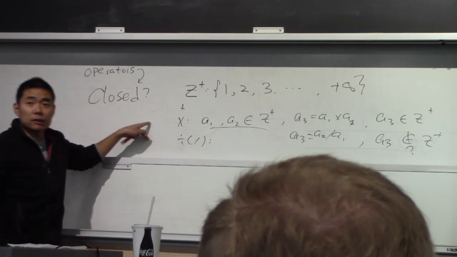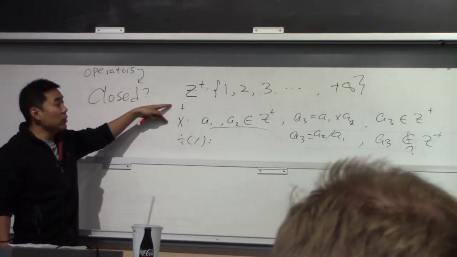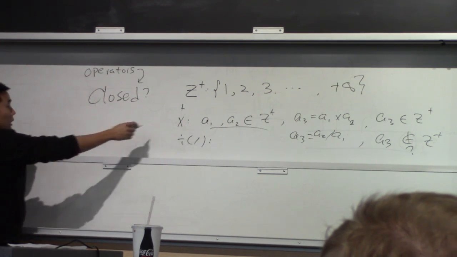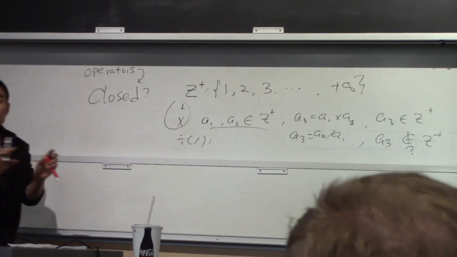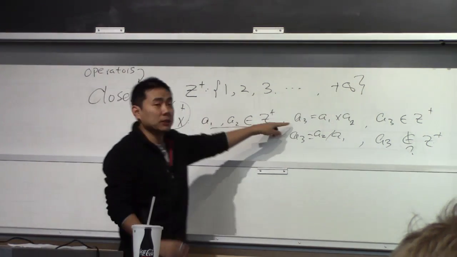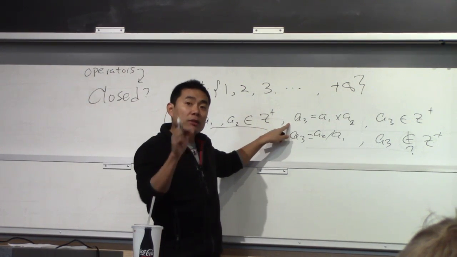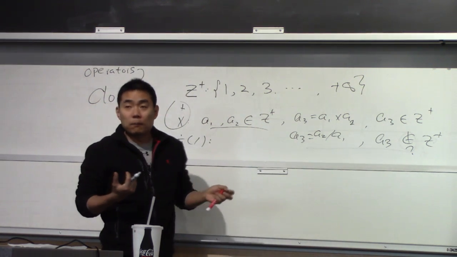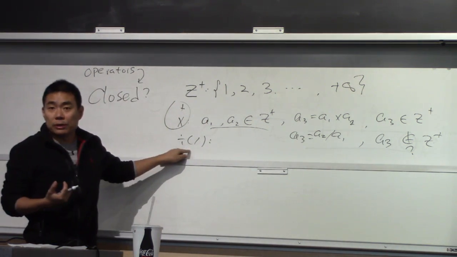So what's the significance of this? Well, once you have an operator that's closed, you can compose these two together in any fashion you like. Why? Because the output of one operator is always going to be a valid input to another operator. But it is not true for the division operator.